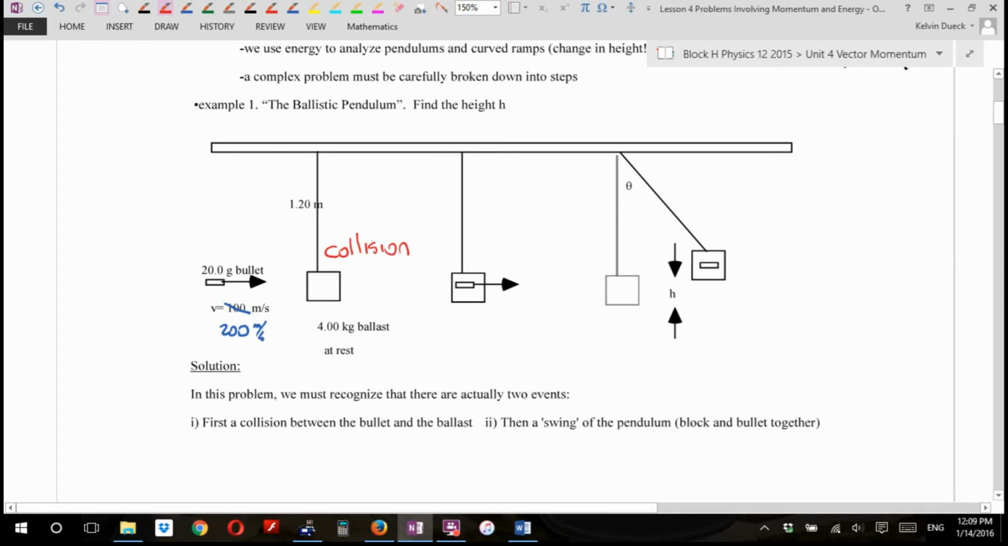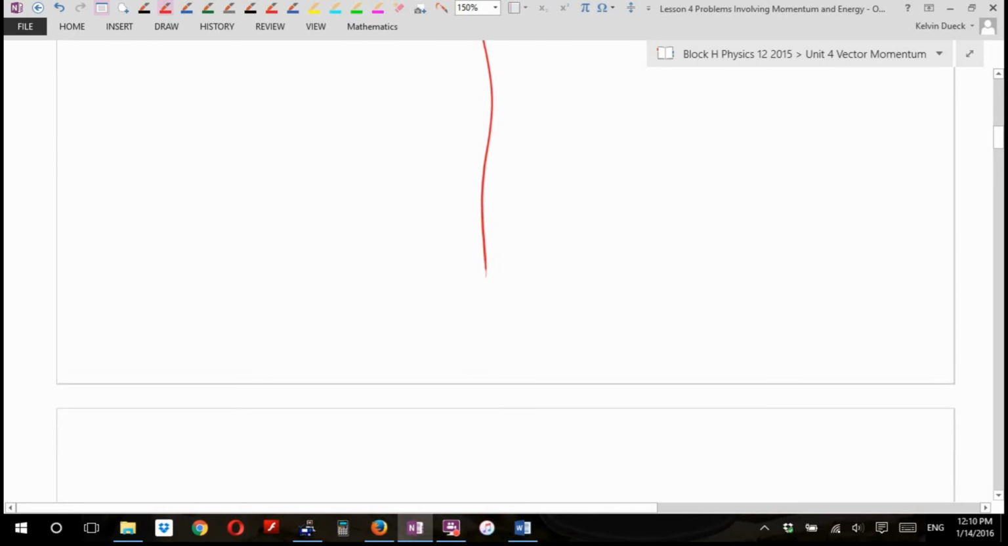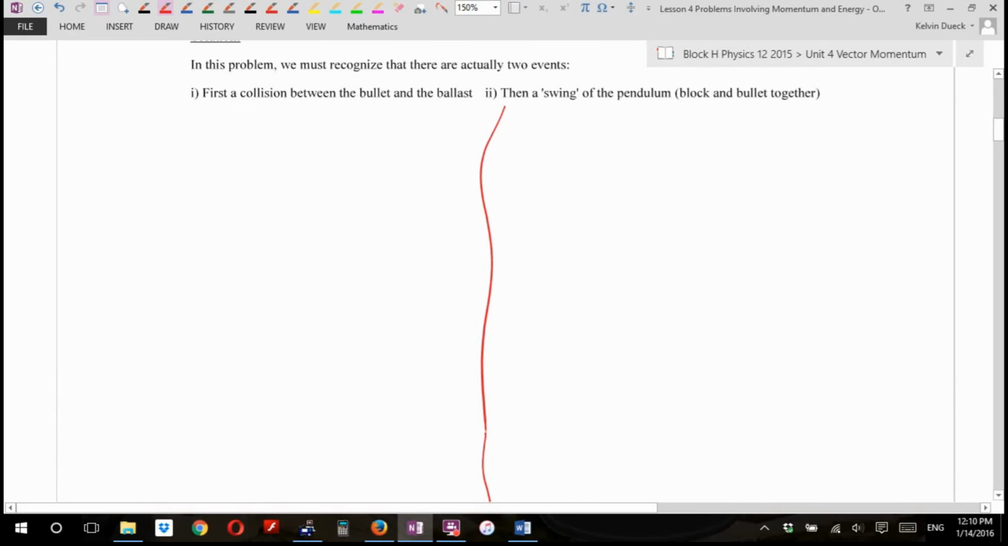Collision and the swing. Jason, what would I use for collision? Manny, what would I use if there's a swingy, curvy path change in height? You know what? Since there's two sections, I'm going to cleverly just go and I'm going to call this here collision, and I'm going to call this here swing.